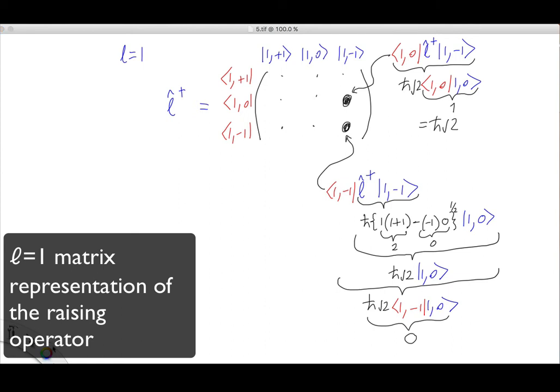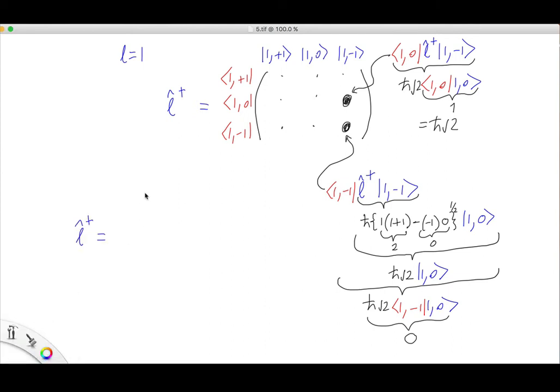And in fact, if I continue that derivation, I can derive the 3 by 3 matrix for this L equals 1 case, which is given by h bar root 2 for 2 elements and zeros everywhere else. And notice that there are no elements of the matrix representation of the operator L plus along the diagonal, and the only elements which are not 0 are in a band which is displaced by 1 just above the diagonal. So this is called a band matrix, where the only elements are in a band parallel to the diagonal but not on the diagonal. And that's true for all values of L.